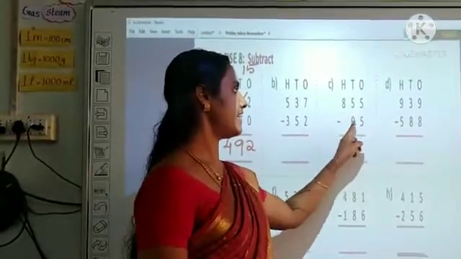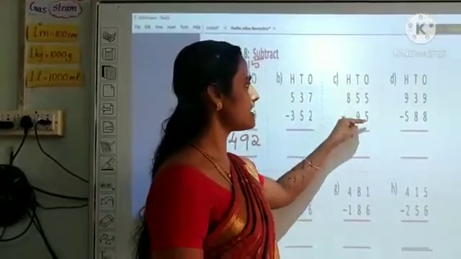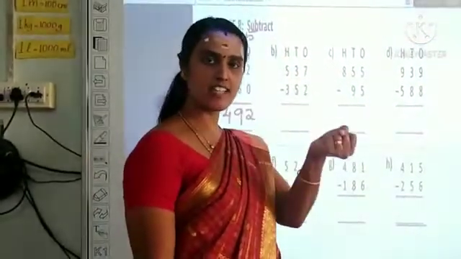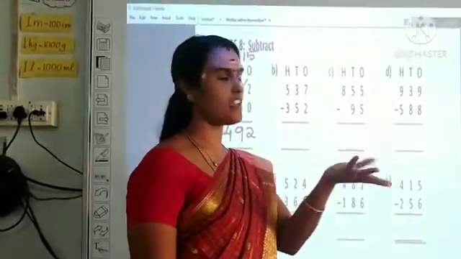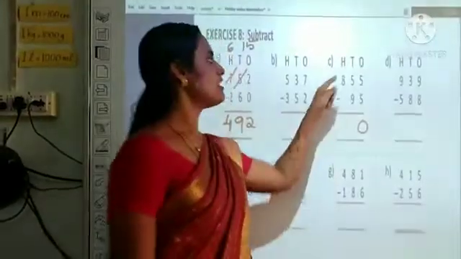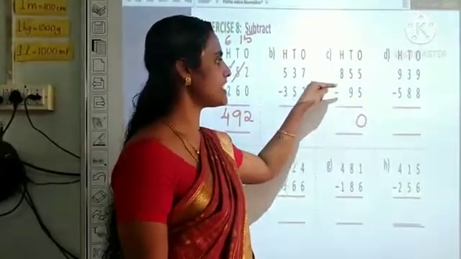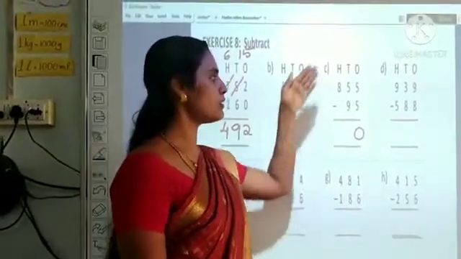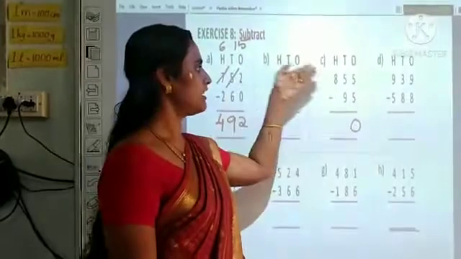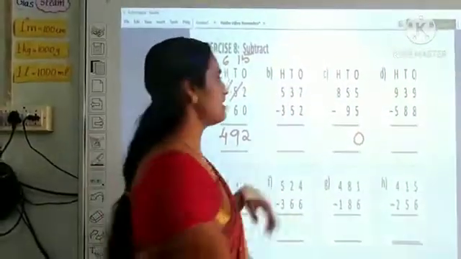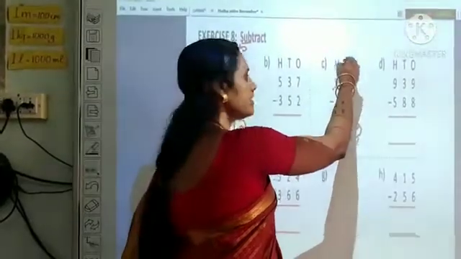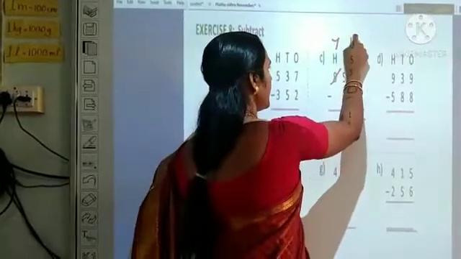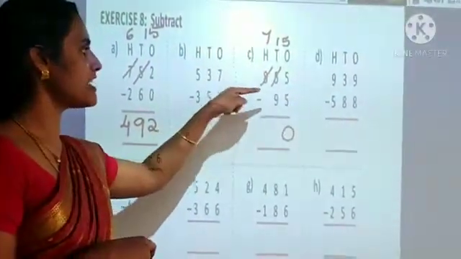855 minus 95. Here, see the ones place. 5 minus 5. What is the answer? Is there anything left here? Nothing. So the answer is 0. Next number, 5 minus 9. Can we subtract 9 from 5? It is not possible. So, you have to borrow from the next number. In the hundreds place, what is the number? 8. So, when you borrow, the 8 becomes 7. And what happens to the 5? The 5 becomes 15. Now, 15 minus 9.